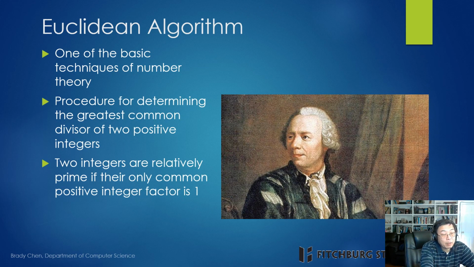Now, I think we have enough knowledge to build our next algorithm. It's called the Euclidean algorithm. Okay, if you look at the picture here, that's the ancient Greek mathematician Euclid. He basically invented this algorithm. It's one of the basic techniques of number theory. Now, the Euclidean algorithm is used to determine the greatest common divisor of two positive integers.